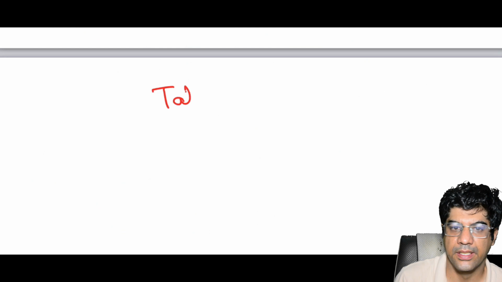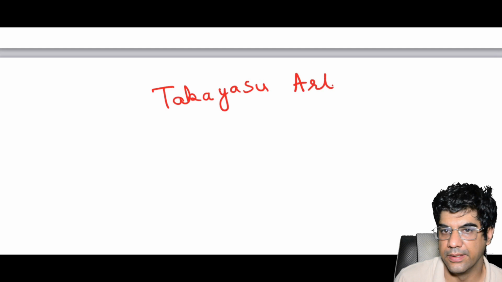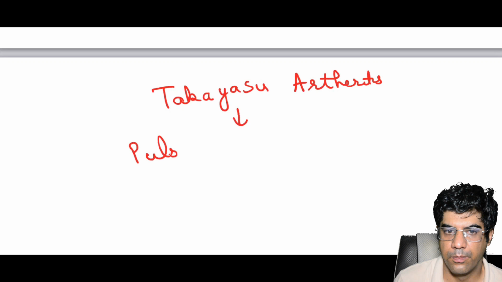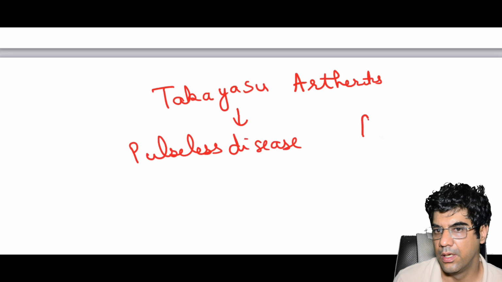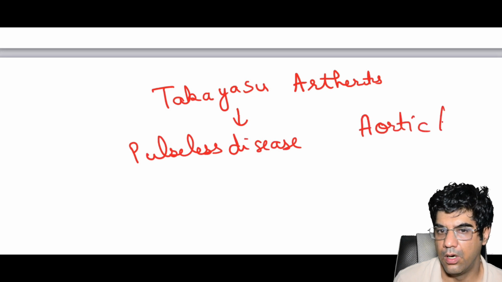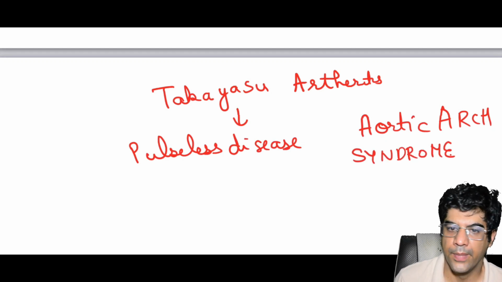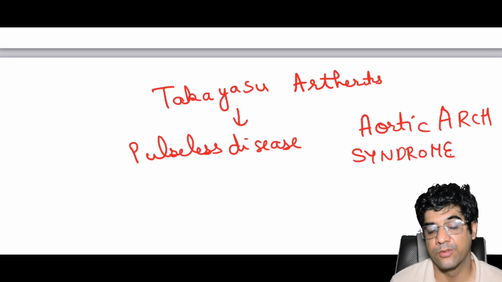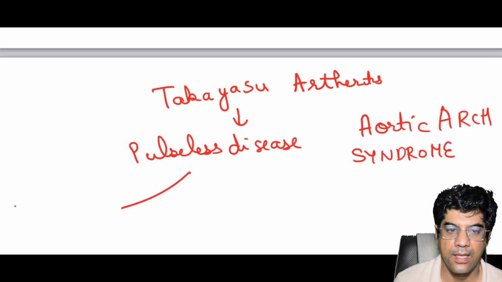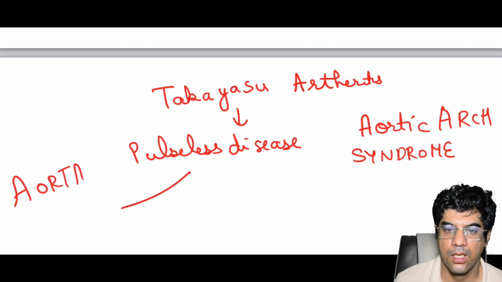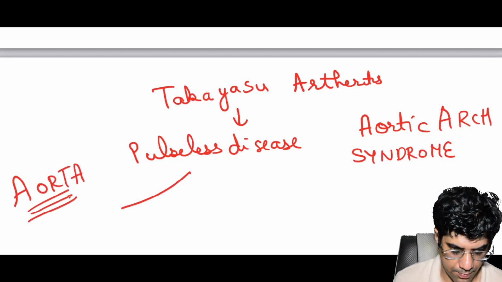The other condition is Takayasu arteritis. It is also known as pulseless disease or aortic arch syndrome. So it is mainly characterized by granulomatous vasculitis and it primarily affects the aorta and its major branches.